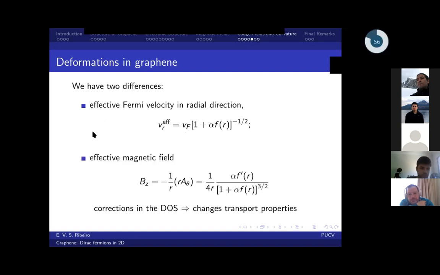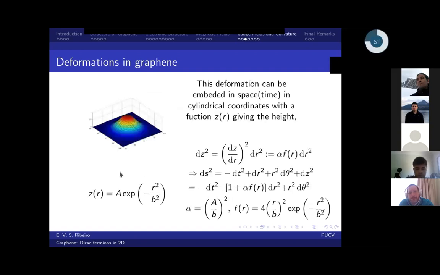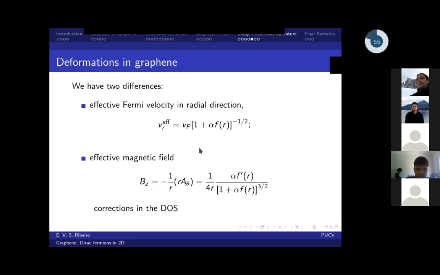And also we can see that we have an effective magnetic field emerging in the system, which will have this form here. An important thing is that the presence of the curvature in general, which leads to this presence of an effective magnetic field, induces corrections in the density of states. I think I forgot to put some image, but basically you will have a density of states that's bigger in the region of the bump than outside the bump. And corrections in the density of states will change the transport properties of the system.